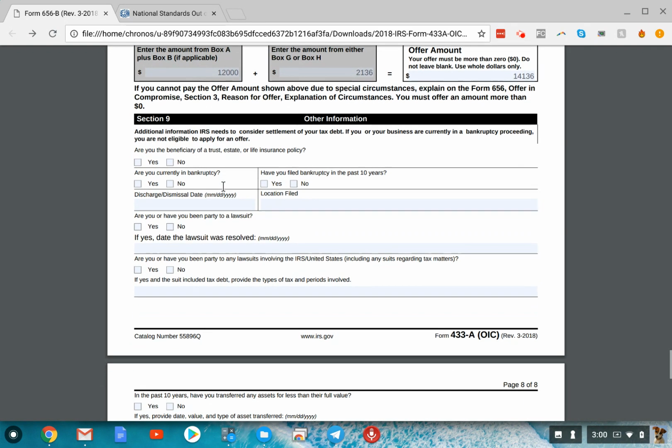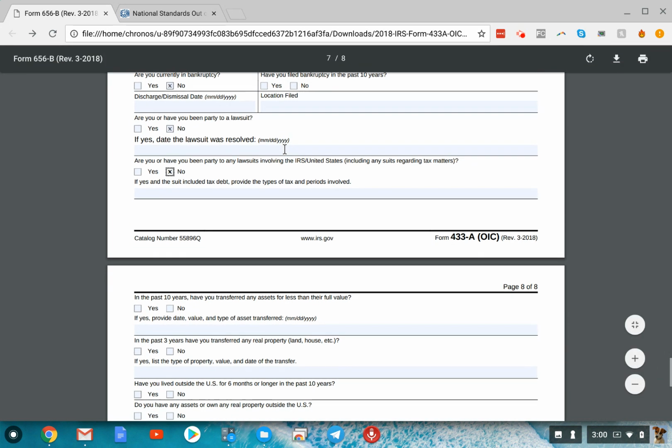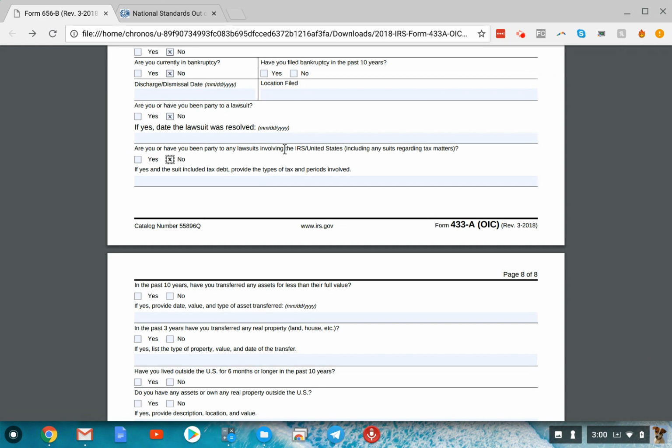Now we'll fill out section 9, which is probably the easiest section to do. So, trust estate, do you get any free money, pretty much. That's what we want to know. Are you in a bankruptcy now? They want to know if you filed one. If you did, they want to know where. Party to a lawsuit. I'm just saying no. Put those details. They want to know if you've been in United States related lawsuits with the government.